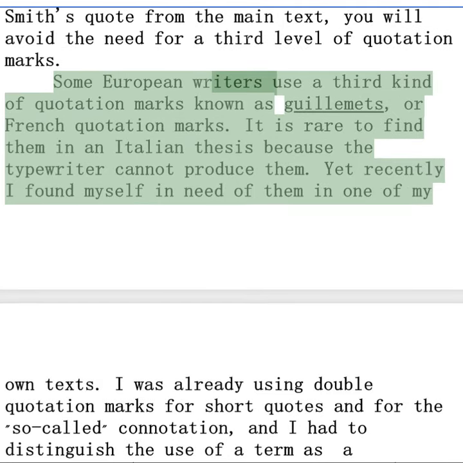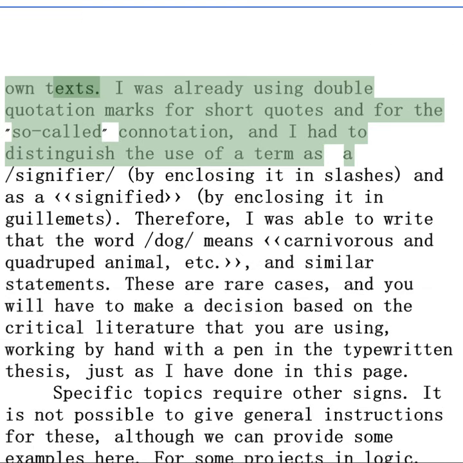Some European writers use a third kind of quotation marks known as guillemets, or French quotation marks. It is rare to find them in an Italian thesis because the typewriter cannot produce them. Yet recently I found myself in need of them in one of my own texts.